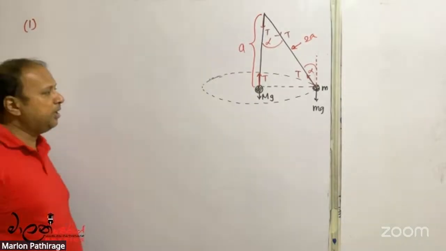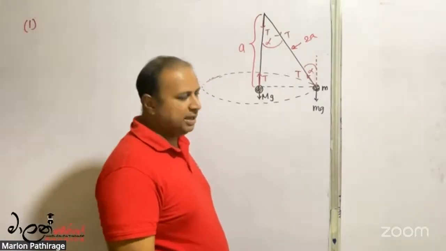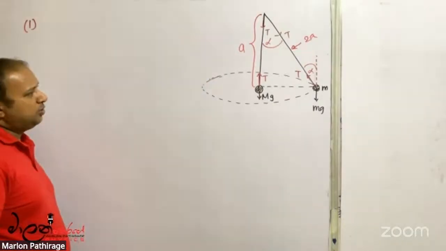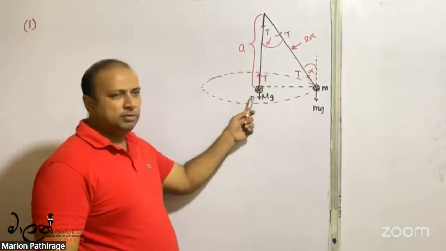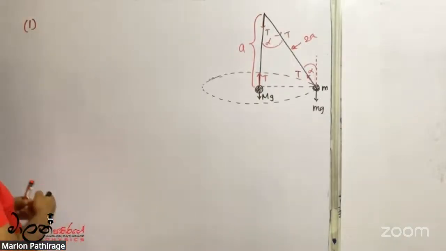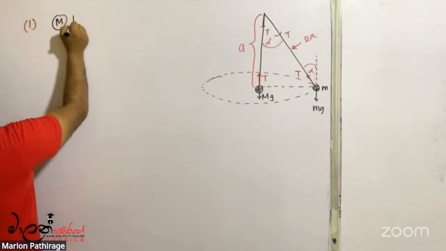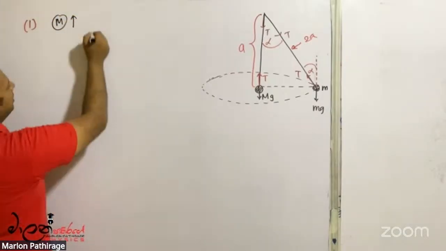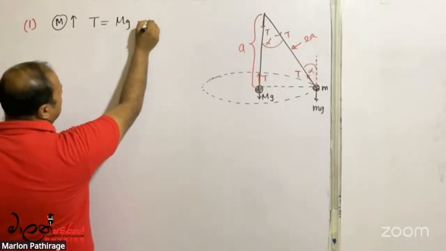We have to show that small m is equal to capital M over 2... Okay, look at this one. Now it is very clear. If we consider the vertical equilibrium of capital M, the tension force should be equal to Mg. So if I consider the vertical equilibrium of capital M, capital T should be equal to Mg. That is number 1.